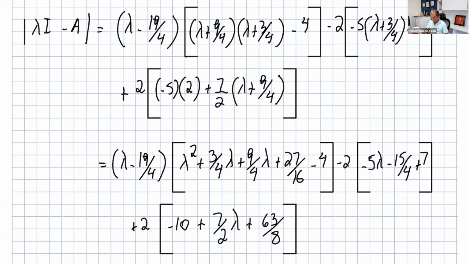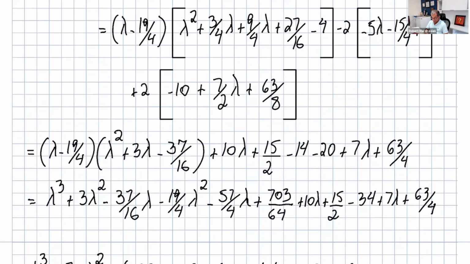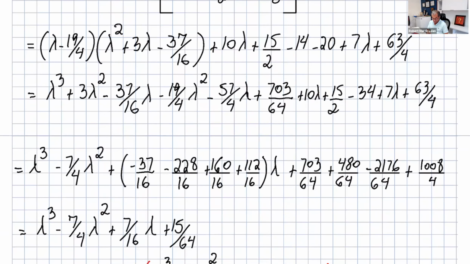Now we can simplify this, so you can expand that expression here in the first bracket or in all of them. And then if you simplify, then you're left with lambda minus 19 over 4 times, so you simplify that, lambda squared plus 3 lambda minus 37 over 16. And this, if you distribute the negative 2 and 2 to these brackets, you get that expression. Then you can, of course, expand that and then combine like terms. And that's what I did here.